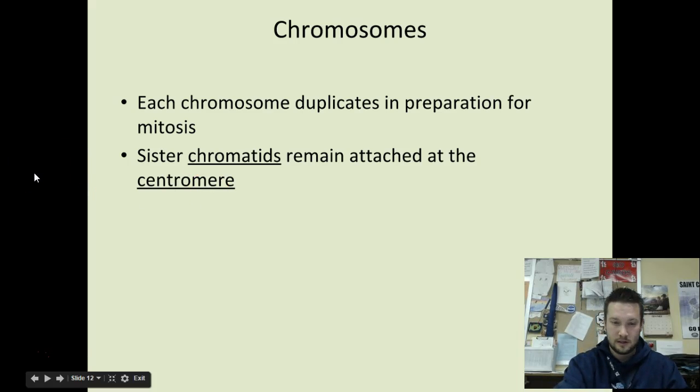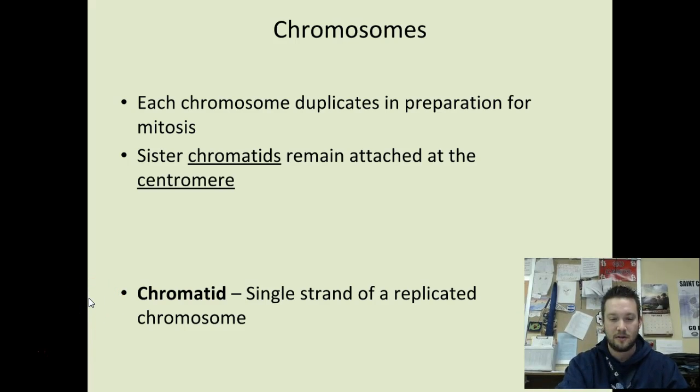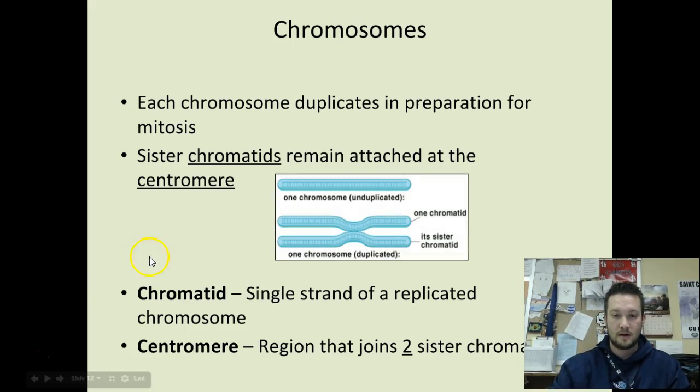Okay. Chromatids are a single strand of a replicated chromosome. So that's one copy of one chromosome. And the reason we point out single there is because you are eventually going to end up with two. All right, and the centromere is a place on those chromatids where they anchor together. All right, and this is what you'll see here.